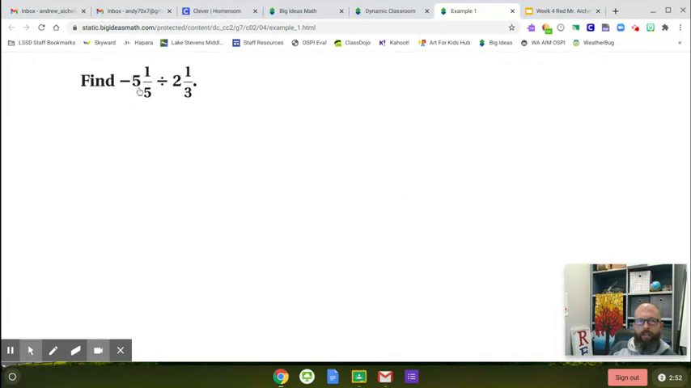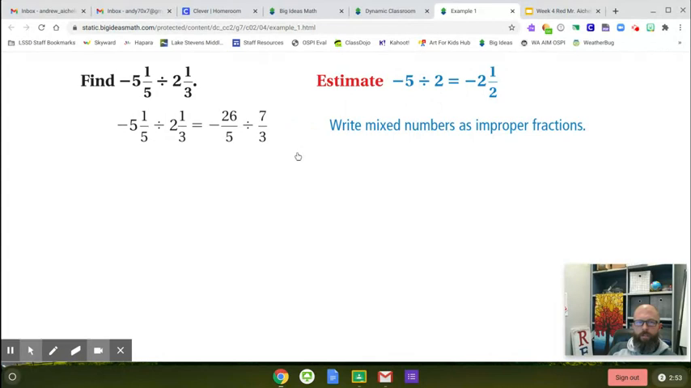It says find negative 5 and 1/5 divided by 2 and 1/3. So if we estimate this to see where we should be ballpark range, we're going to round negative 5 and 1/5 to negative 5 divided by 2. And we should end up with somewhere around negative 2.5. Okay. So let's work it out and see the steps that we're going to take.